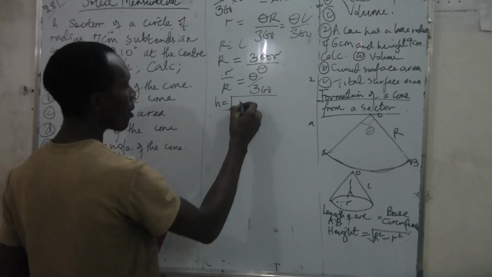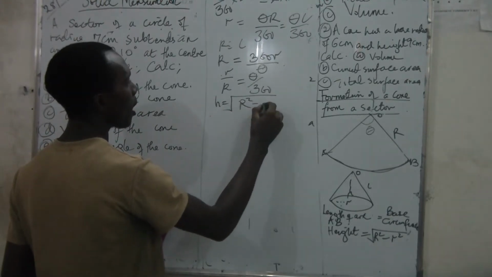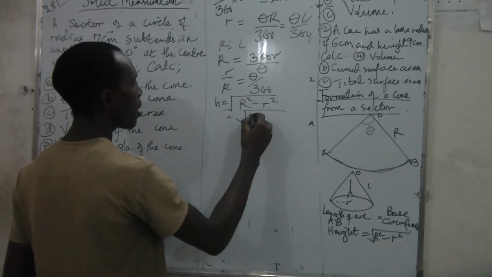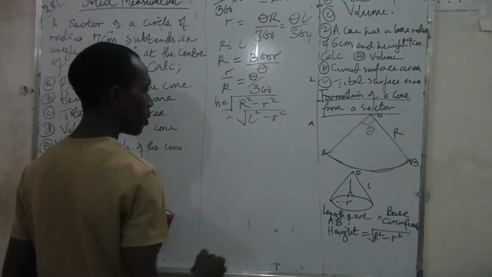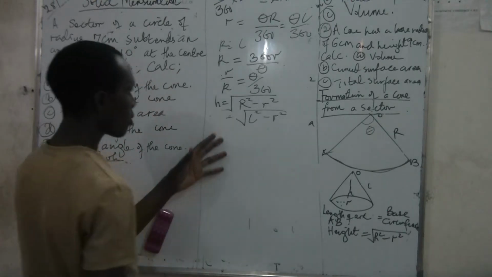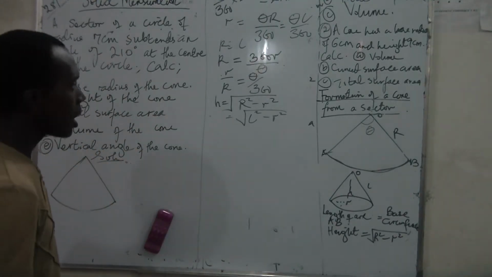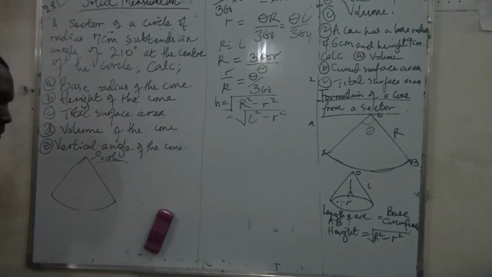the square root of R squared minus r squared, which is equal to the square root of L squared minus r squared. We can make both deductions. Very important deductions. Let's take an example of a question.